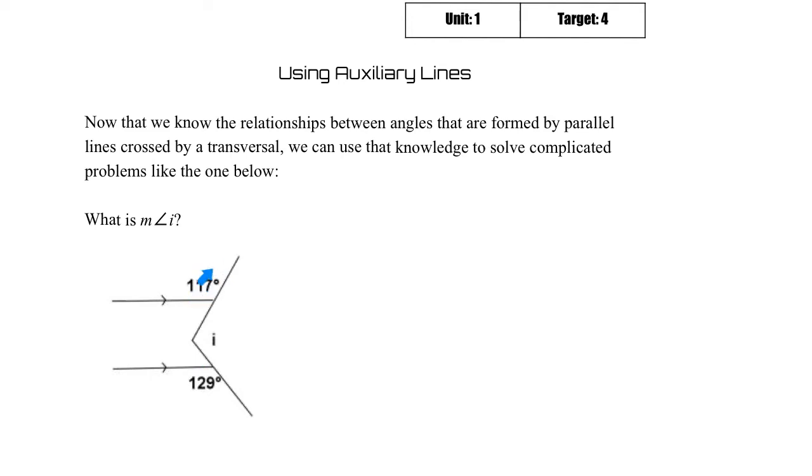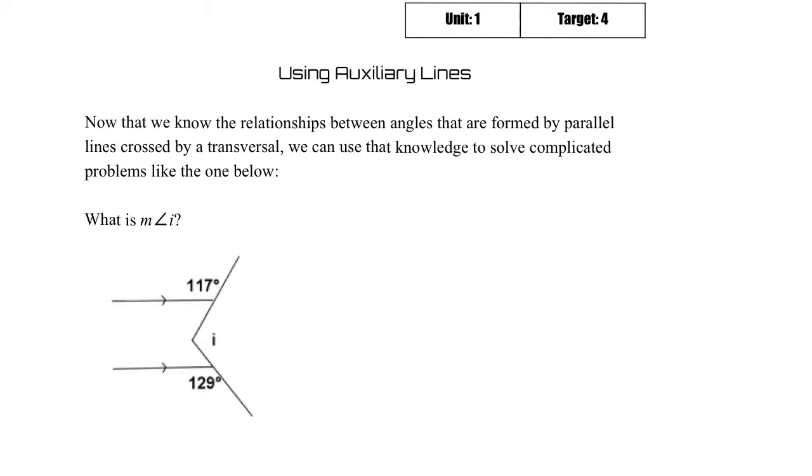I know that I've got an angle of 117 right here. I've got some parallel lines, and then I've got an angle down here at 129. The problem is this isn't an alternate interior angle, because this is like a weird picture. I don't have alternate interior, I don't have vertical, I don't have really much of anything.